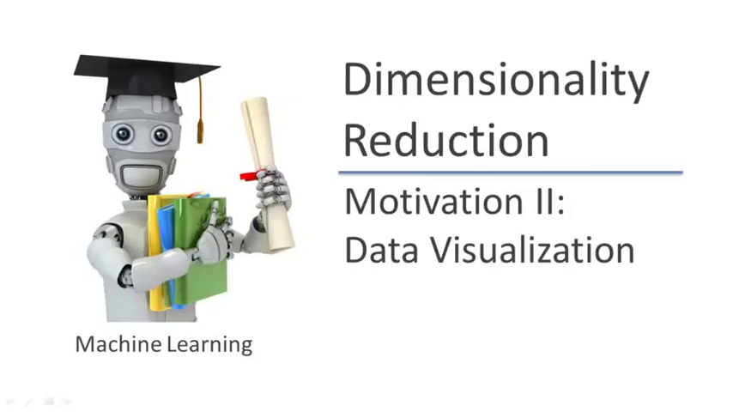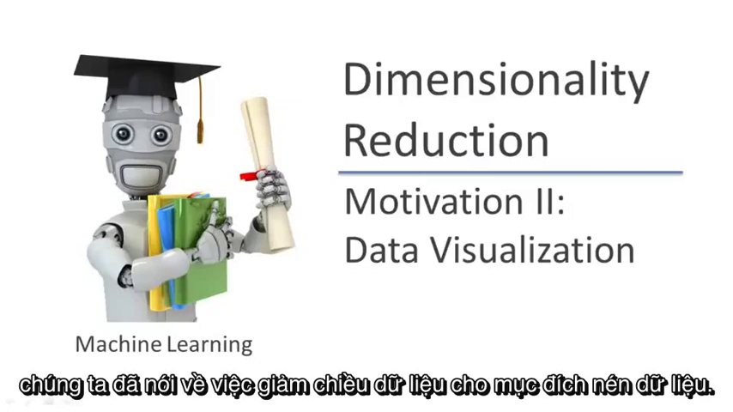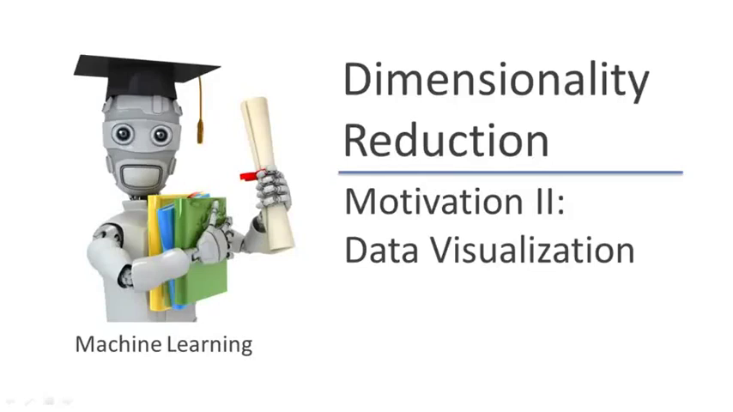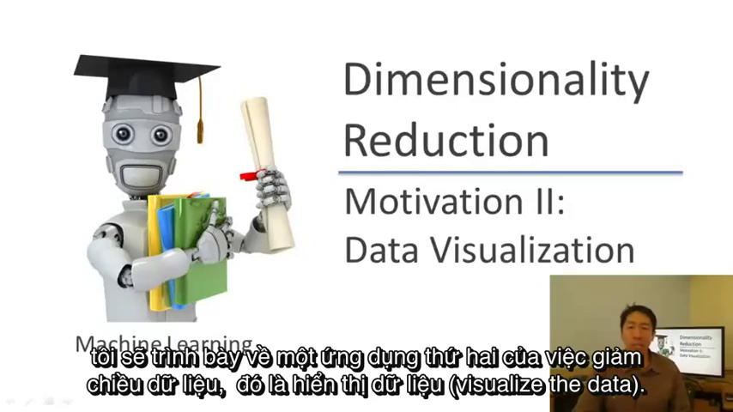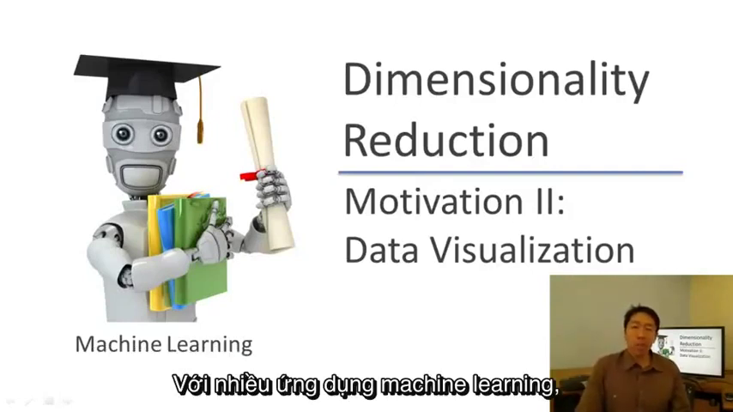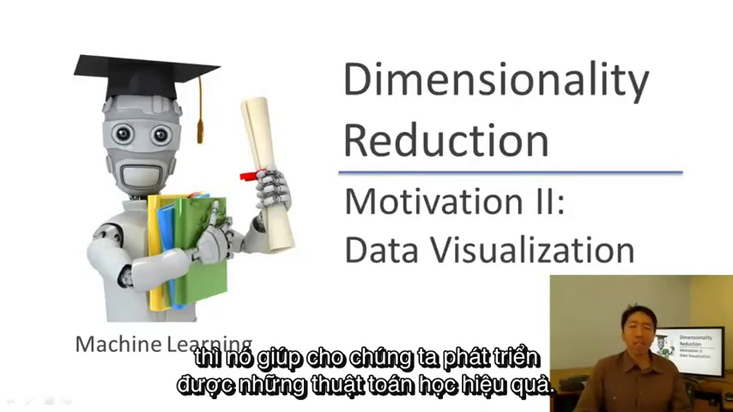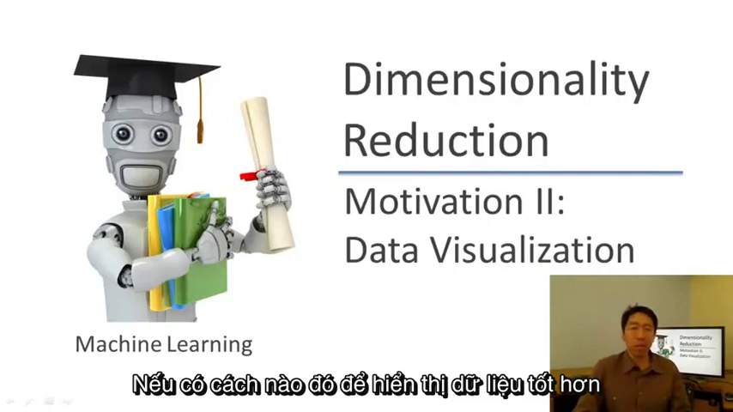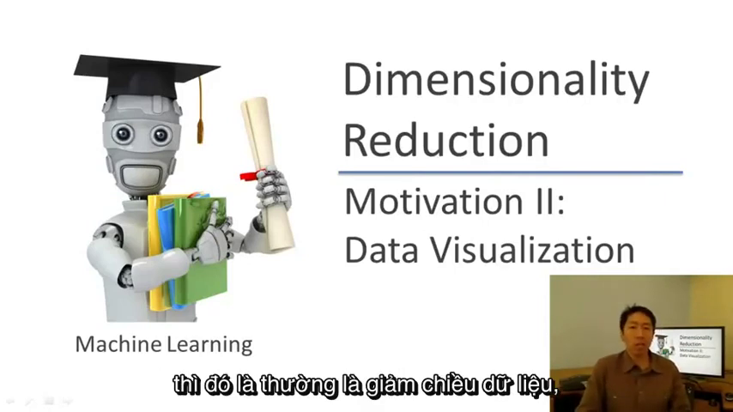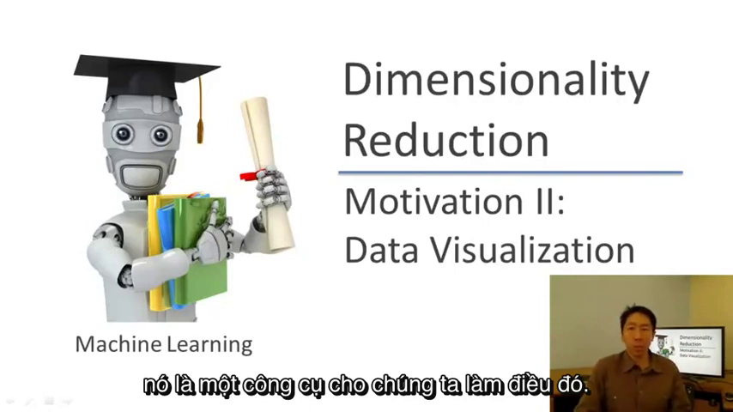In the last video, we talked about dimensionality reduction for the purpose of compressing the data. In this video, I'd like to tell you about a second application of dimensionality reduction, and that is to visualize the data. For a lot of machine learning applications, it really helps us to develop effective learning algorithms if we can understand our data better, if we have some way of visualizing the data better. And so dimensionality reduction offers us often another useful tool to do so.